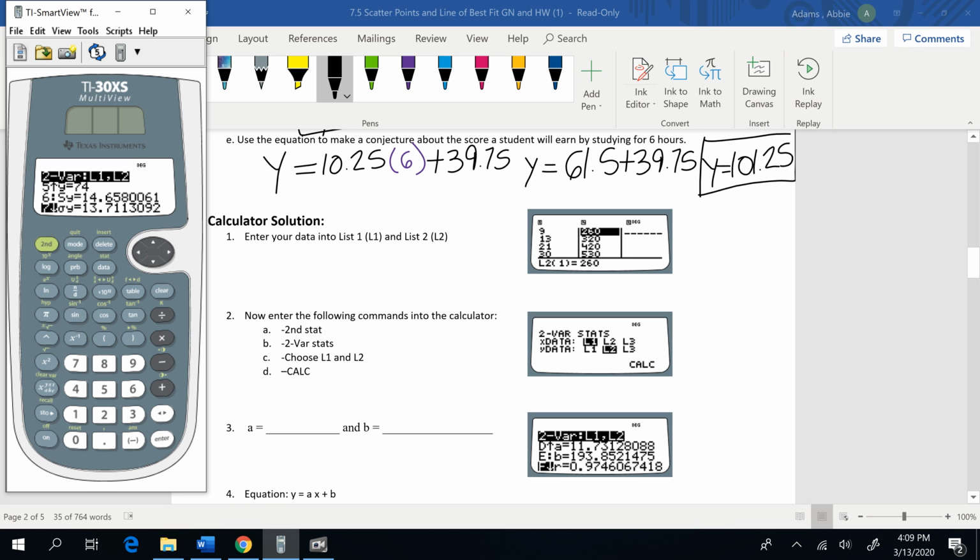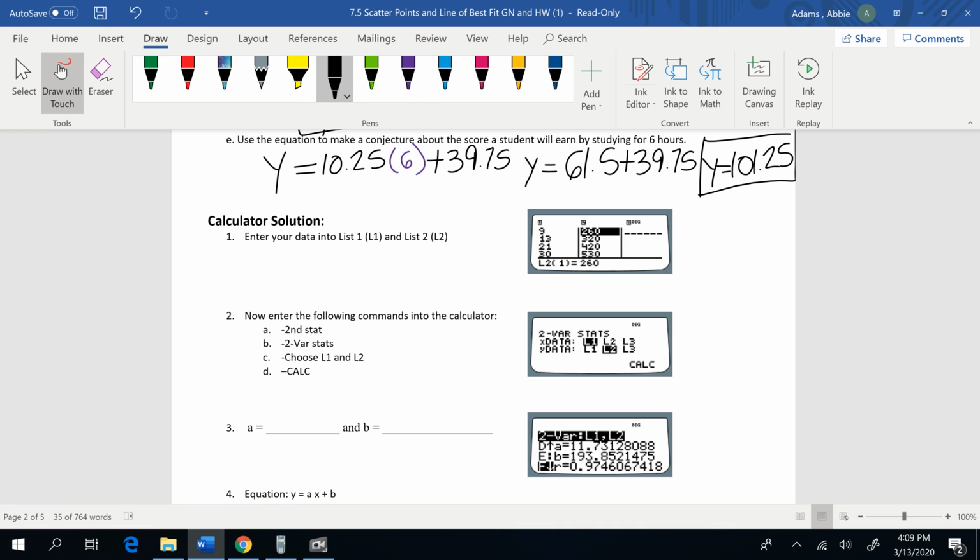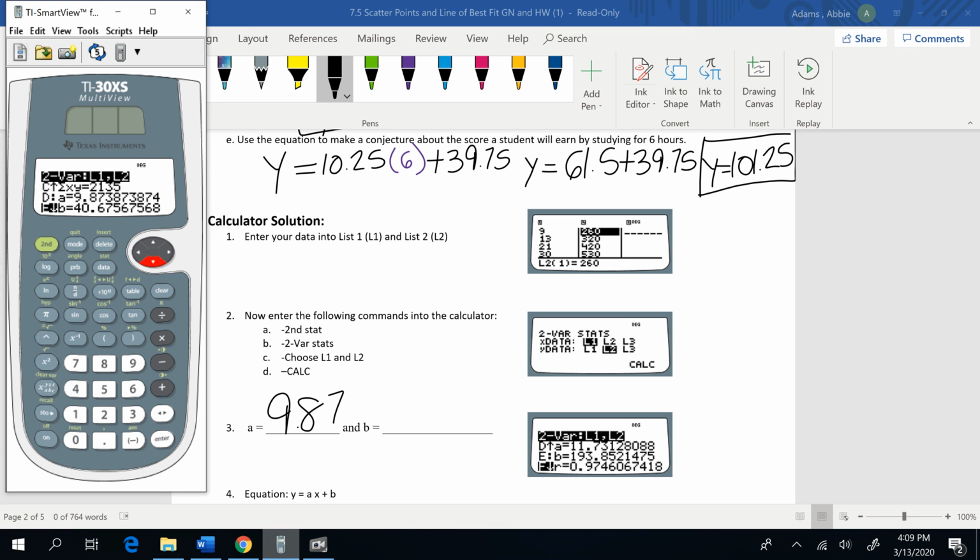After we calculate, we're going to look for A and B. So scroll through here, it still gives us the mean of our x's and a couple of other useful data points. What we're really looking for are columns D and E. They tell us our A value, which relates to our slope, and the B value, which is actually our y-intercept. So using this, we see that our A value is 9.87, and our B value was 40.68.